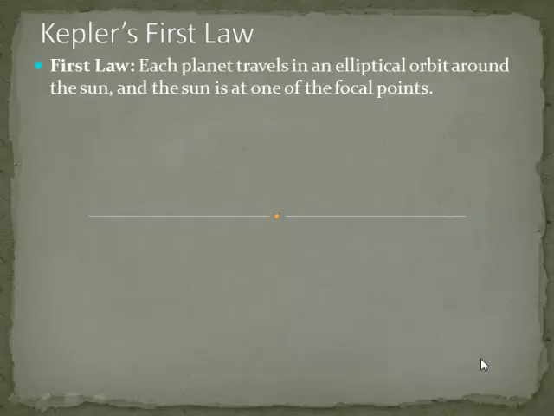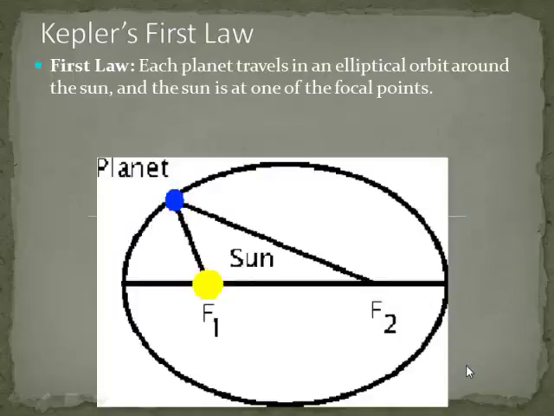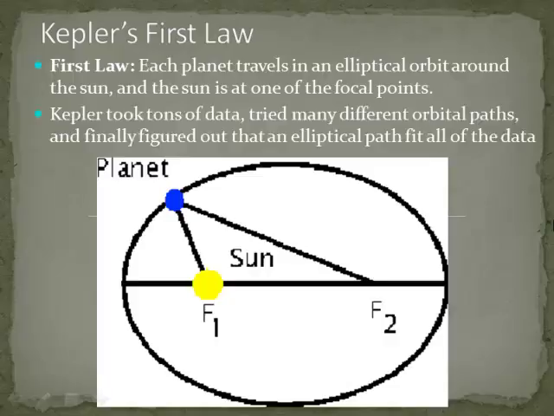Kepler's first law says that each planet travels in an elliptical orbit around the Sun, and the Sun is at one of the focal points. So this is what an ellipse looks like, and the Sun is at one of the focal points. People used to think that the planets traveled in exact circles, but Kepler took tons of data and finally figured out that an ellipse fit the data the best.